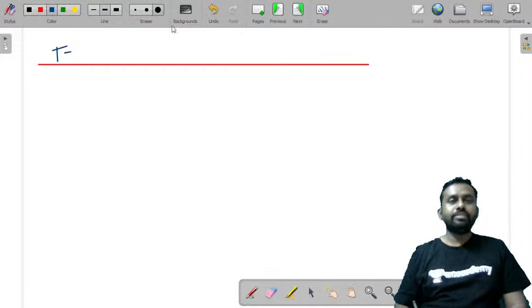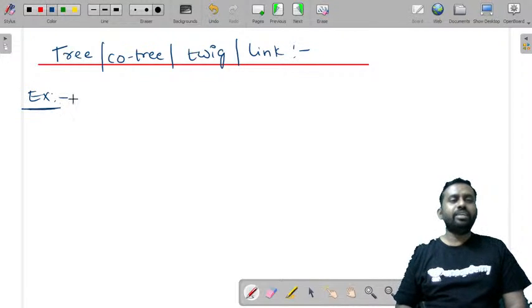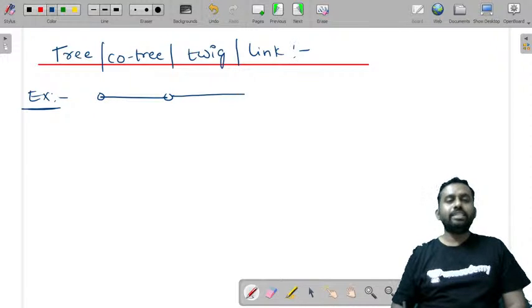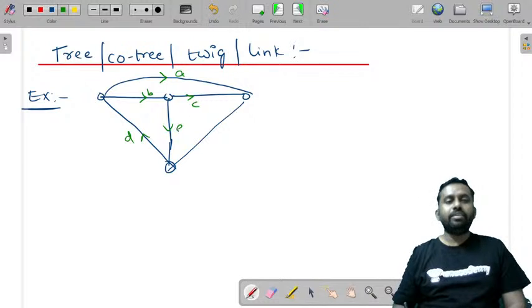Let us see what is a tree, a cotree, twig, and link. Let us see all these definitions. What is a tree? In order to understand everything, you always need to consider the original graph. Let us consider this is the original graph that we have, and in this original graph, let us take these branches A, B, C, D, E, and F.